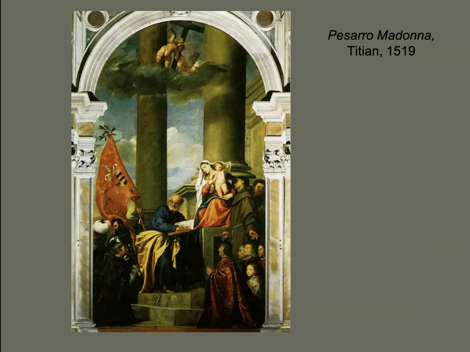This is another work by Titian, Pesaro Madonna. Pesaro refers to the family that commissioned this piece, and you can see that this is on a wall, and it was actually cut to fit around the pillars and the archway. Within it, we see a clear hierarchy, Madonna being at the top of the triangle, and then, of course, Christ being right next to her.